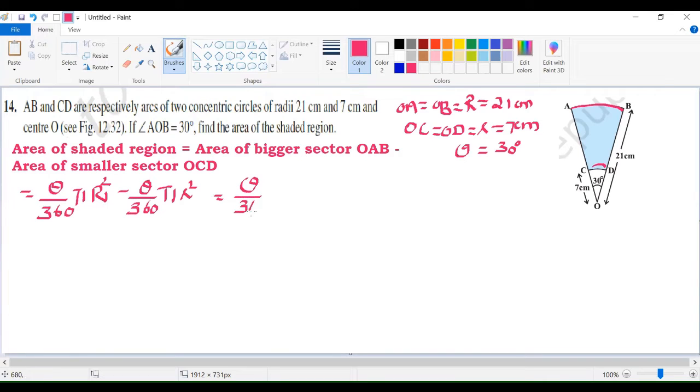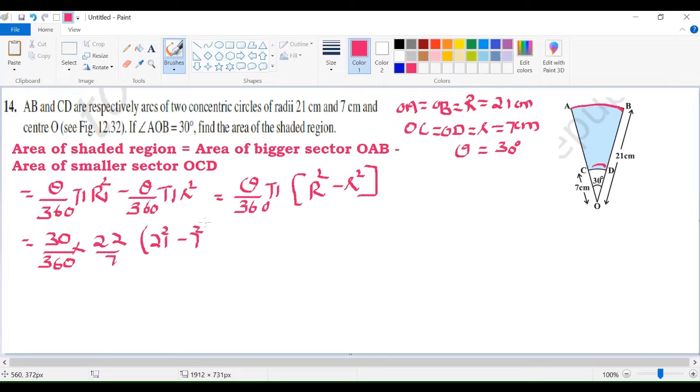So I can simplify easily if I take it common out, which is equal to r square minus small r square. Now let us substitute the value. Theta is 30. So 30 by 360 into 22 by 7 and 21 square minus 7 square. That is, 30 and 360 will get cancelled. 3, 36, 12 times. Now 6 2s are 12, 11 2s are 22.